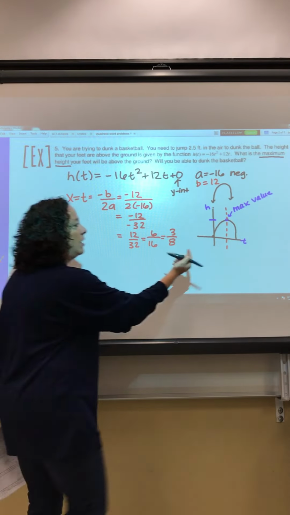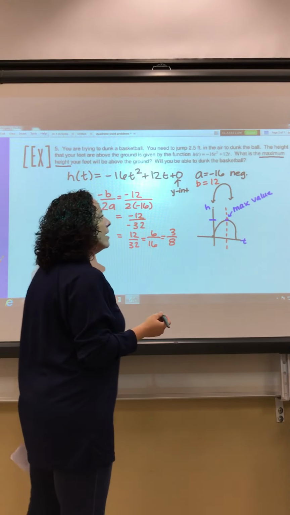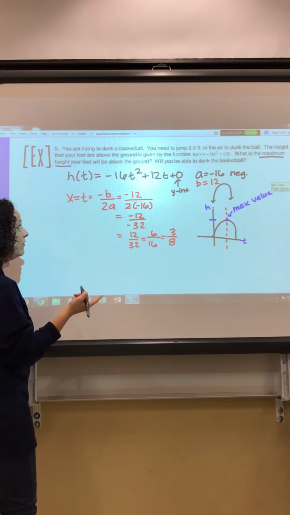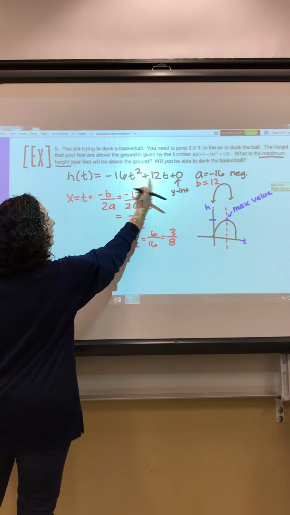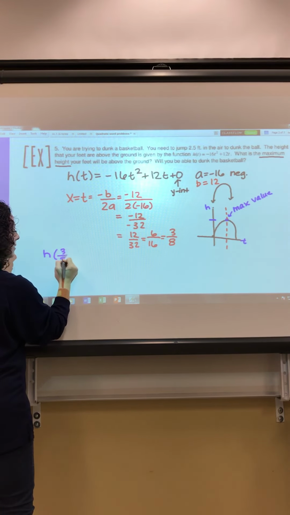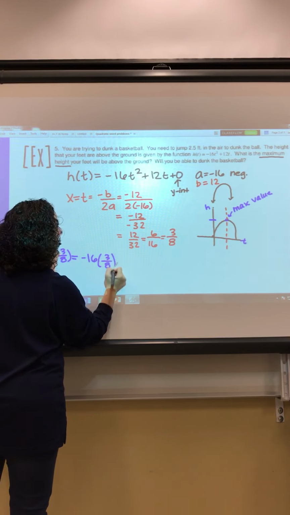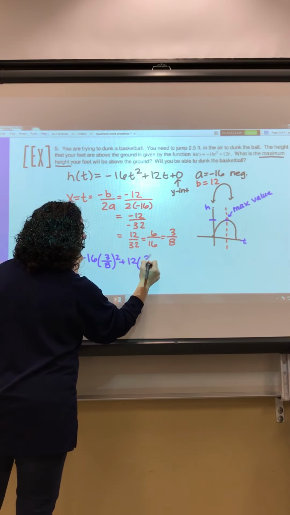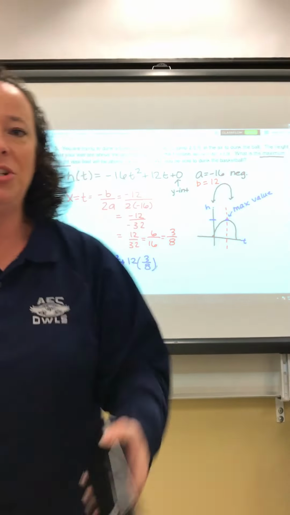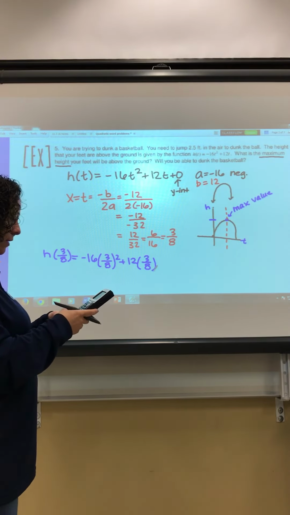No, that's the t value that this occurs. So we know that this is 3/8, but we need to get the corresponding y value. So to get the corresponding y value of this maximum point, or h value, we've got to plug this back in to the t's. So we're going to do h of 3/8. So negative 16 times 3/8 squared plus 12 times 3/8. You can use your calculator for this, or you can do it by hand. I'm going to just type it straight in my calculator.